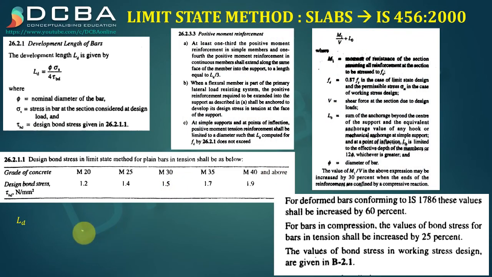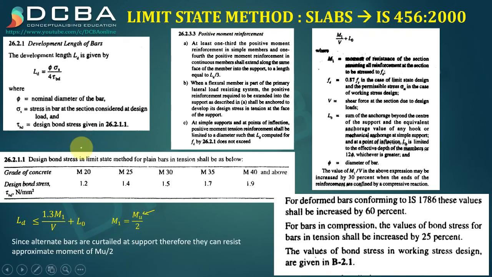Now, this should be less than 1.3 times M1 upon V plus L0, where M1 is Mu by 2, Mu is the maximum moment in x direction, V is the shear force in x direction, and L0 is dependent on various types of hooks that we give. That also I had shown in my previous video lecture, so you can check that.